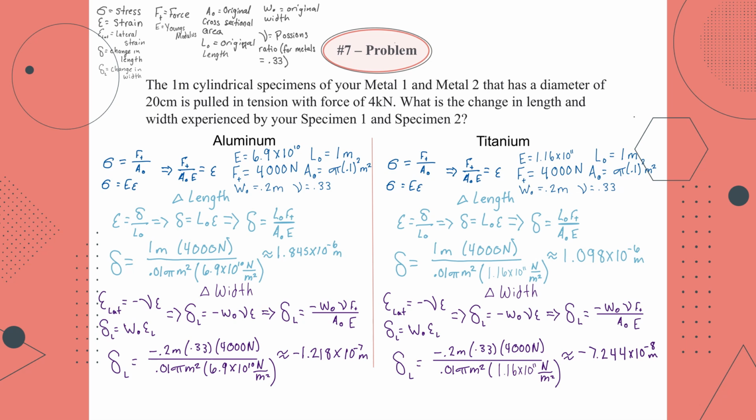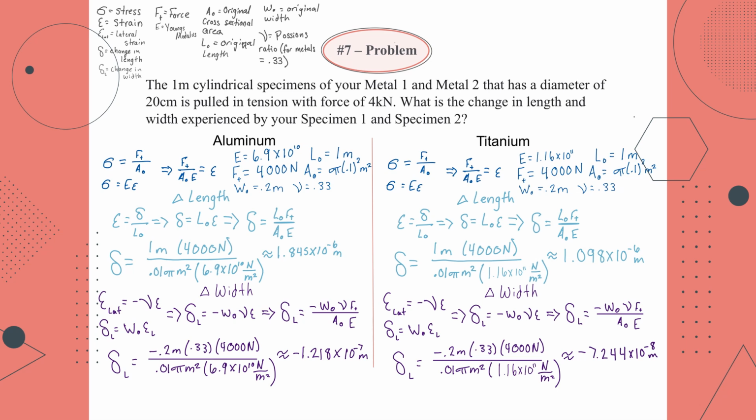And as we learned earlier, Young's modulus for aluminum is 6.9 times 10 to the 10th power. If we substitute these numbers into the equation that we derived, we find that deformation of our specimen, which equals the change in length for aluminum, is approximately equal to 1.845 times 10 to the negative 6 meters.